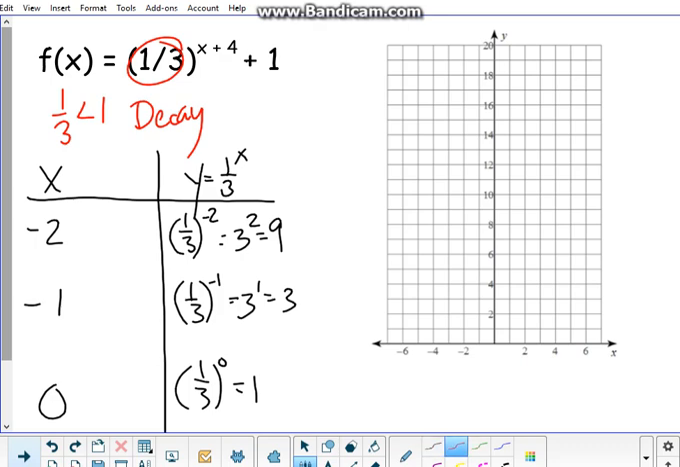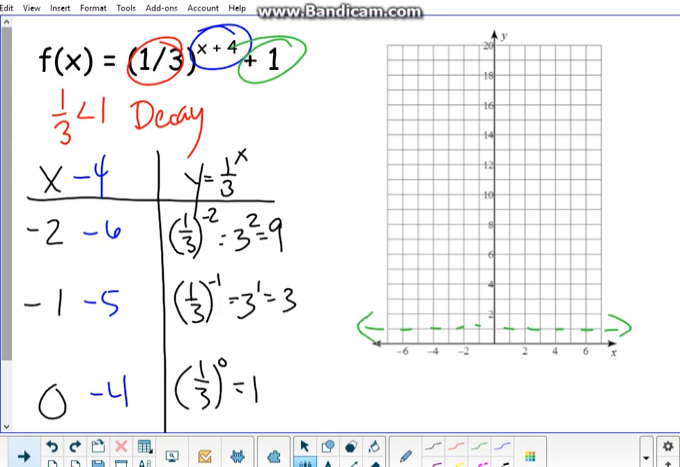Now we just need to apply the transformations. I have x plus 4. That's actually shifting to the left, so I'm subtracting 4 from each of these. -6, -5, and -4. My k is a +1, which is also going to be the location of my horizontal asymptote. I like to draw that in early. And then we'll add 1 to each of these. Gives me 10, 4, and 2.